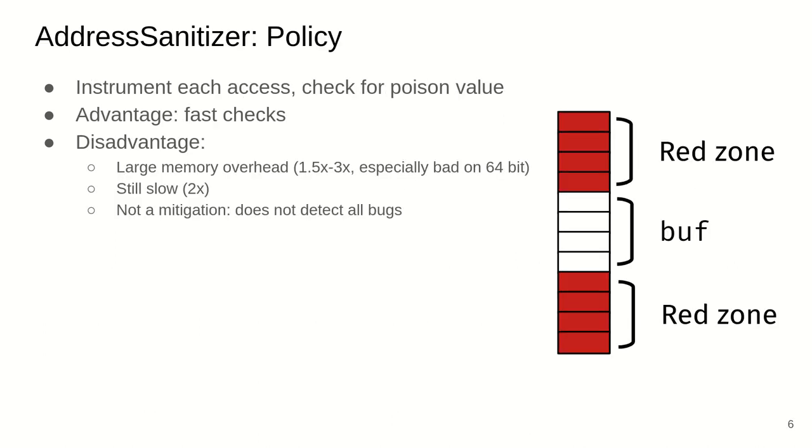Now, the very first and simplest policy is address sanitization, that enforces some kind of memory safety policy. An address sanitizer tries to check for memory safety violations through pointers, where a pointer may point to a buffer that is not allocated memory, or may point outside of a buffer of allocated memory. So address sanitizer instruments each memory dereference and checks for a poison value.